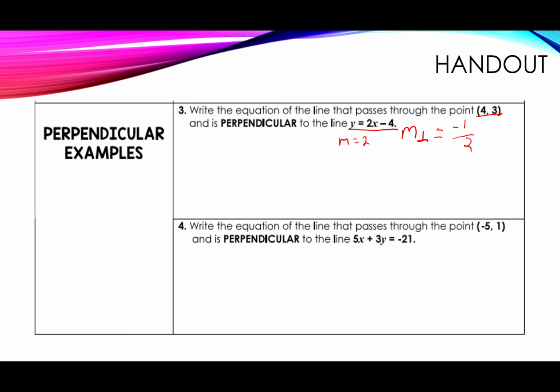All right, and so just like with parallel, I'm going to set up my point slope. So it's going to be y minus 3 equals negative 1/2 (x minus 4). Okay, distribute the negative 1/2. Get negative 1/2 x. Negative 1/2 times negative 4 is plus 2. Then I'm going to add 3 to both sides. And y equals negative 1/2 x plus 5.